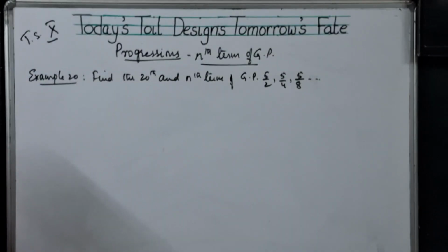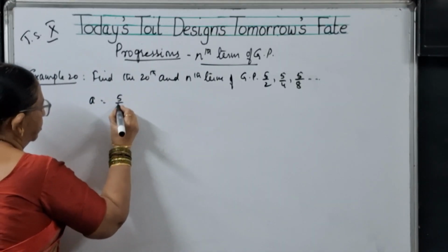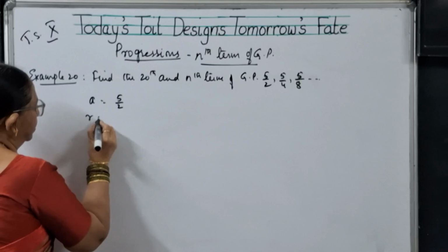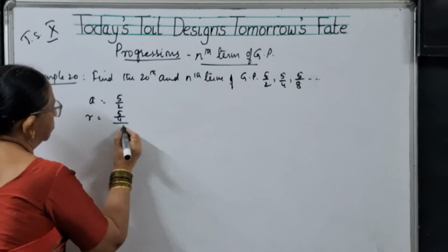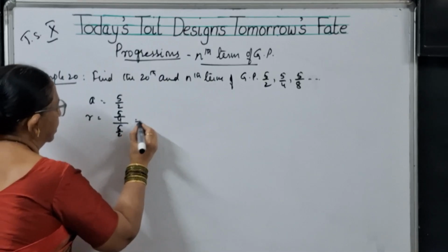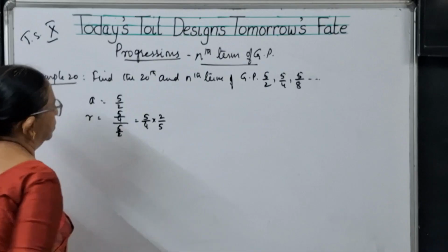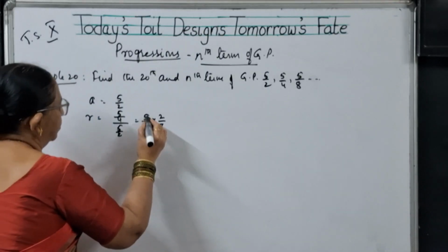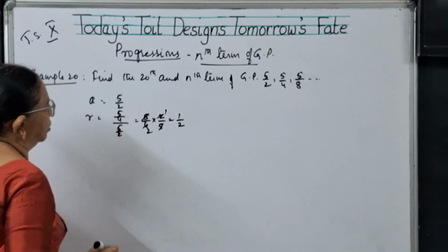Now, example 20, children. Find the 20th term and the nth term of the GP 5 by 2, 5 by 4, 5 by 8, and so on. In this case, A is 5 by 2. Now, we don't know R. Let us find out R. R is A2 by A1, that is 5 by 4 divided by 5 by 2. This can be written as 5 by 4 into 2 by 5, the reciprocal of it. 5 and 5 get cancelled, 2 ones are 2, 2 twos are 4. So the common ratio is 1 by 2.